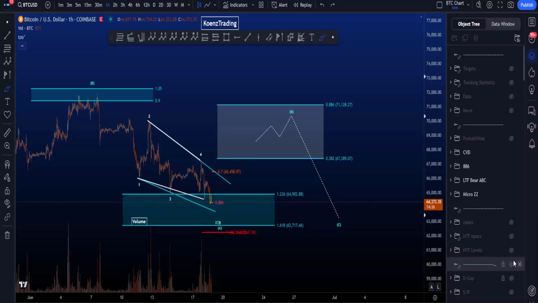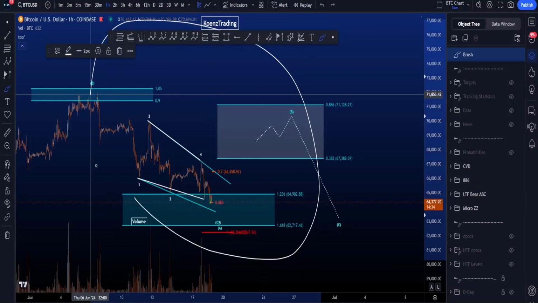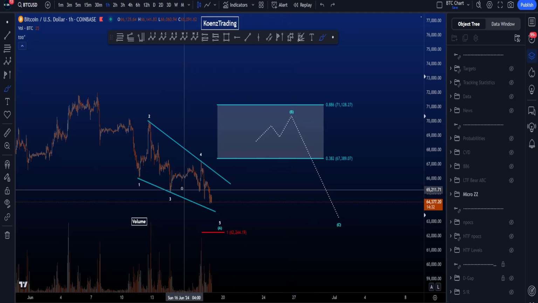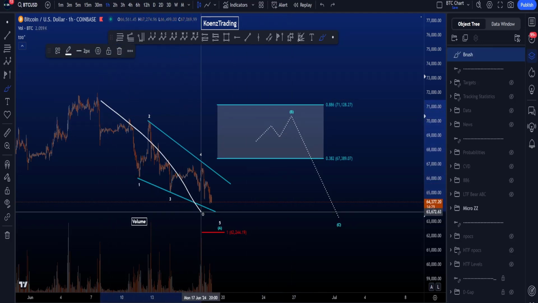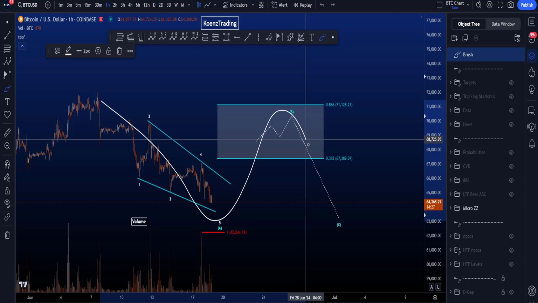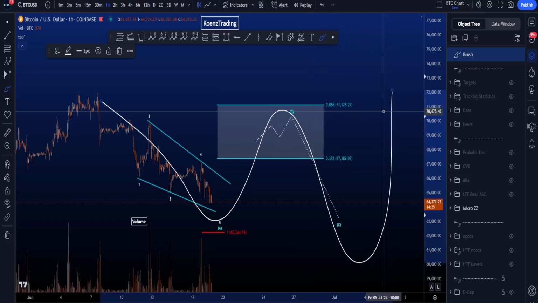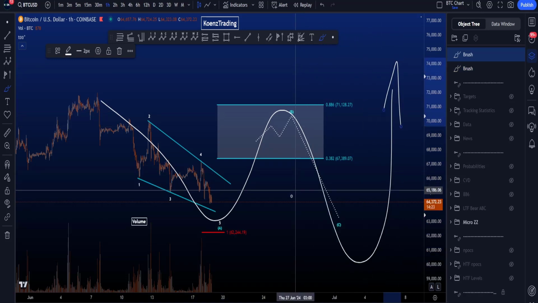Hi everyone, let's go over my bullish and bearish Elliott wave scenarios on Bitcoin, starting with the first scenario where we are looking for a zigzag to the downside in a wave A, B and a wave C, after which we then expect continuation to the upside.